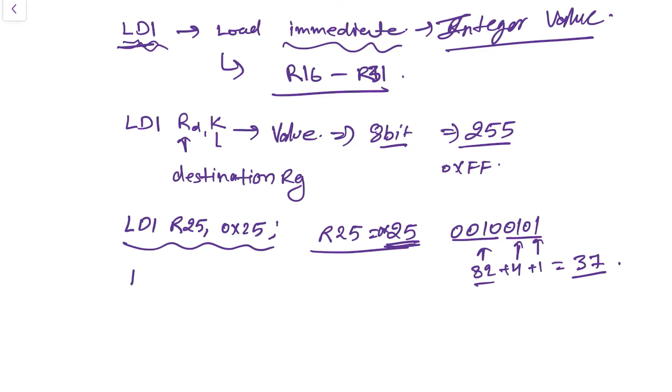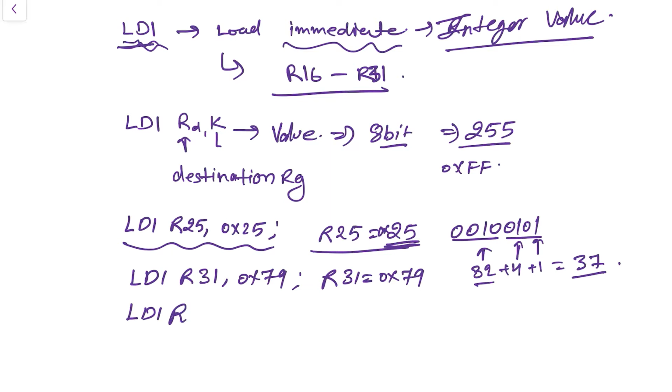In a similar way, we can take another example. Let's say R31, and here we have 0x79. So after the execution of this instruction, R31 will be loaded with 0x79. And let's take another example.